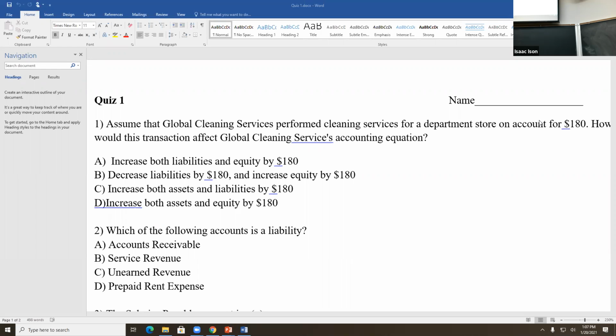It can also be called deferred revenue. But it's a liability. Does it make sense why it's a liability? Because I haven't done any work yet, so I have a future obligation. Cool. So that's the liability, unearned revenue. Why isn't prepaid expenses a liability? Why isn't that a liability?